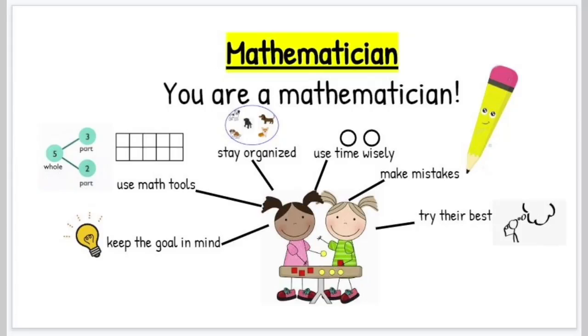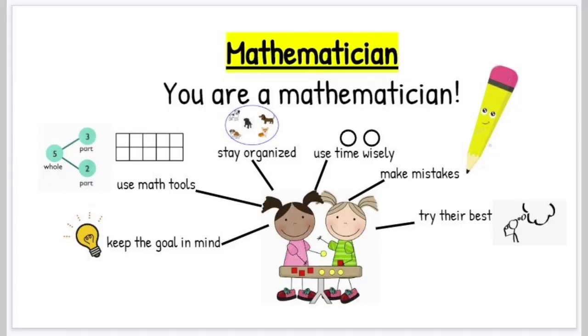Okay, that light bulb symbol is our clue that we are doing something that involves the goal that we are working on. So good mathematicians really try to keep their goal in mind, not just before we do the lesson, but during the lesson and after the lesson. They use math tools. So the tools that we've been talking about a lot in the last few videos are 10 frames and number bonds. They stay organized by finding groups, such as groups of 5, and circling them. Another really important thing that we've been talking about in the last video was using time wisely.